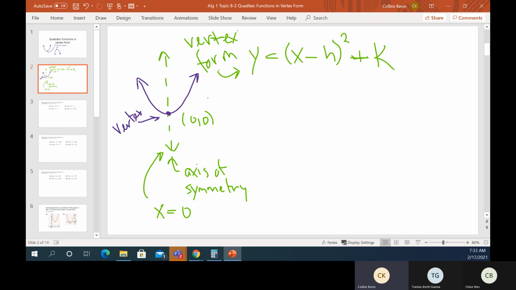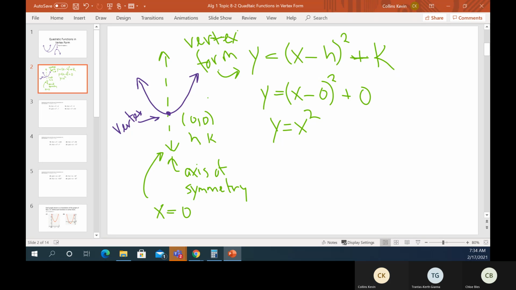The reason for this is, in this case, if we have 0, 0, that means our h value is 0 and our k value is 0. So then this would be y equals x minus 0 squared plus 0. Now, of course, the lazy math guys aren't going to write it that way. x minus 0 is still just x, so this is just going to be y equals x squared, and they're not going to write plus 0. So that's your basic parent function there, because it starts at 0, 0.